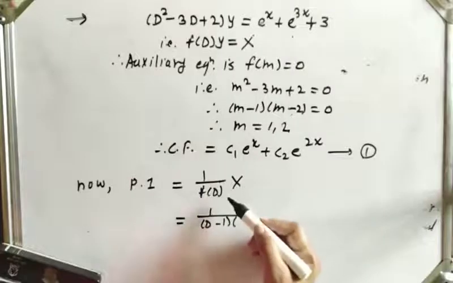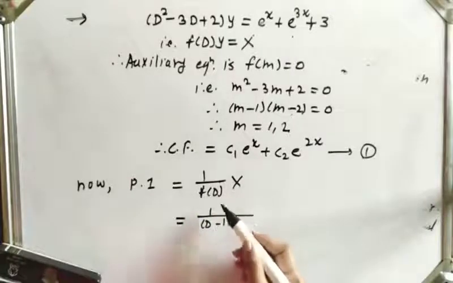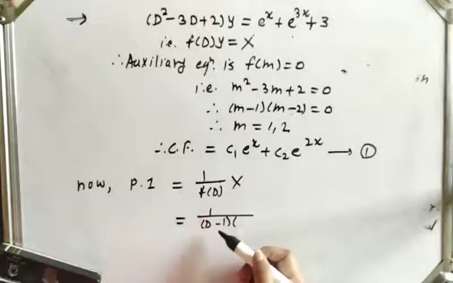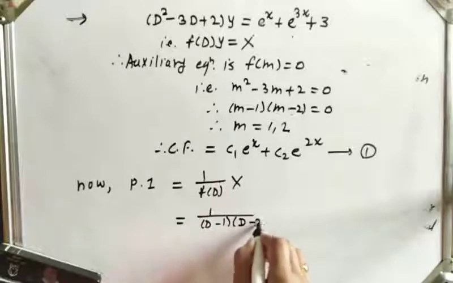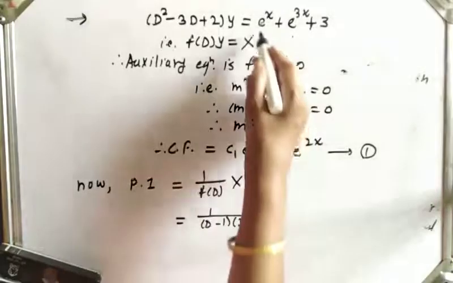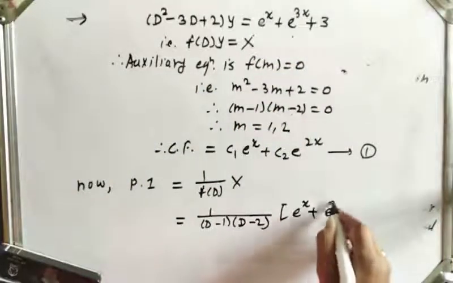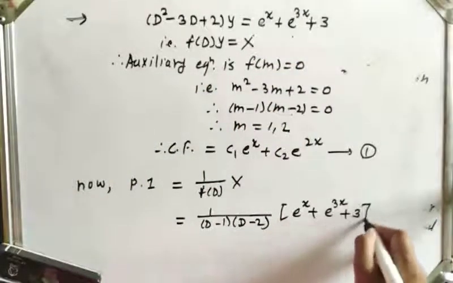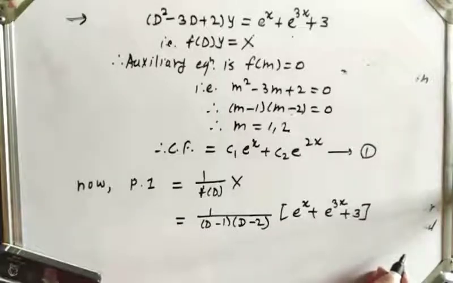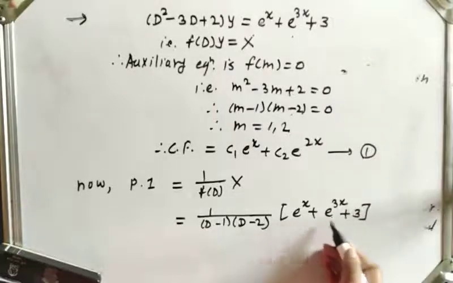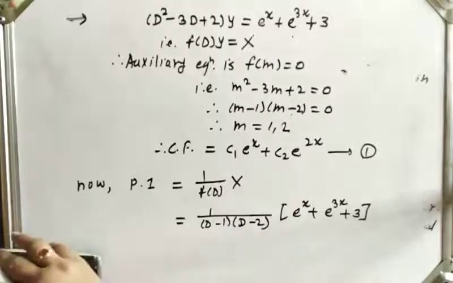So the particular integral is 1 upon f of D into x. f of D can be written as D minus 1 into D minus 2. This is our x: e raised to x plus e raised to 3x plus 3. Now let us separate each of these e raised to ax.